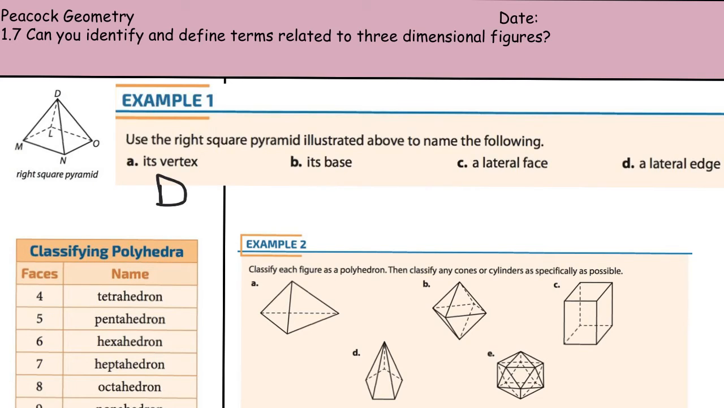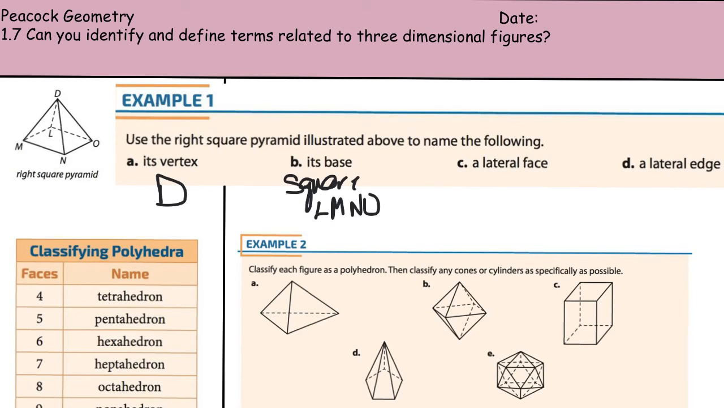Its base. First of all, it's telling us it's a right square pyramid. So its base would be square LMNO. So square LMNO.